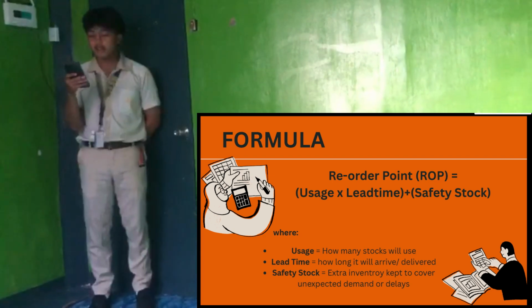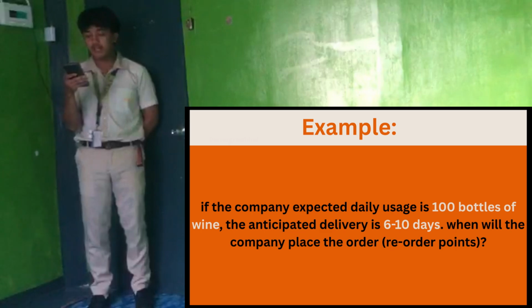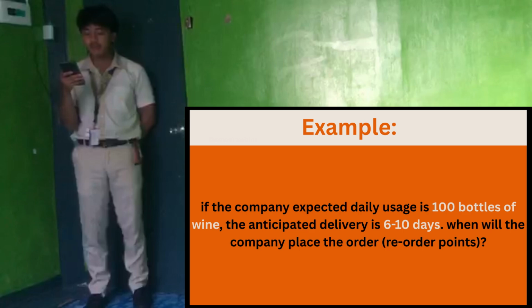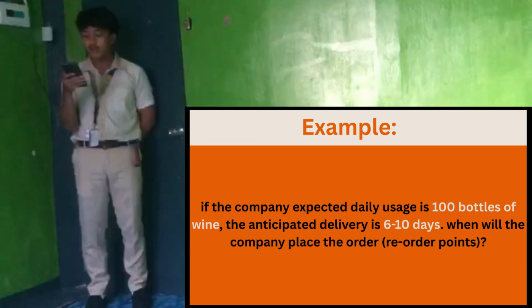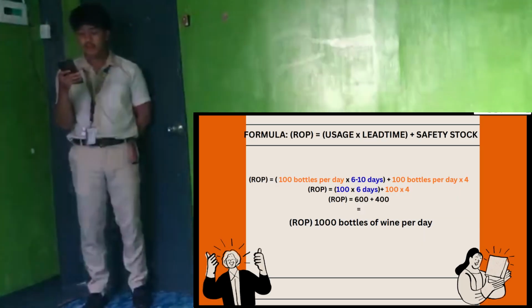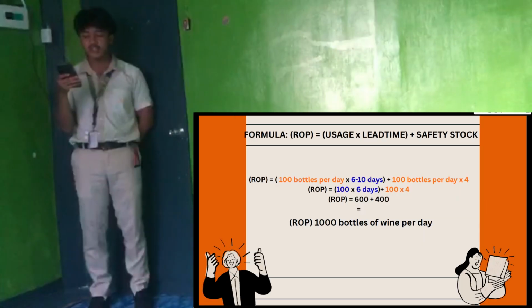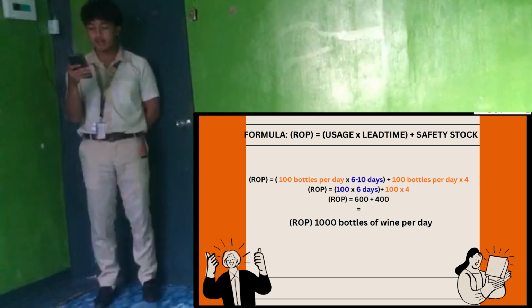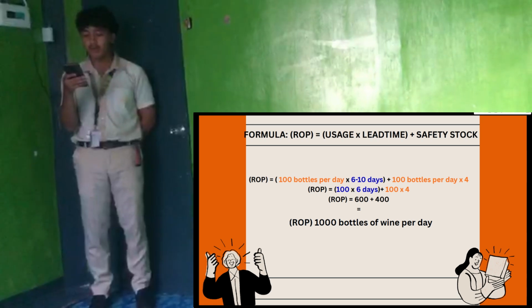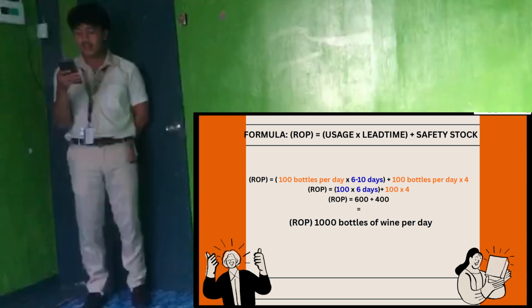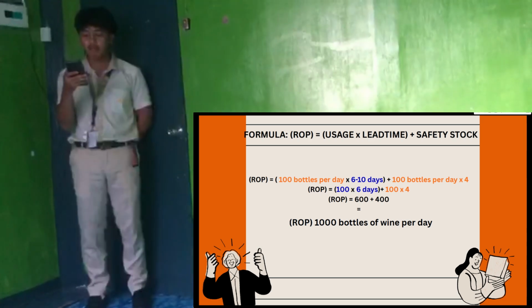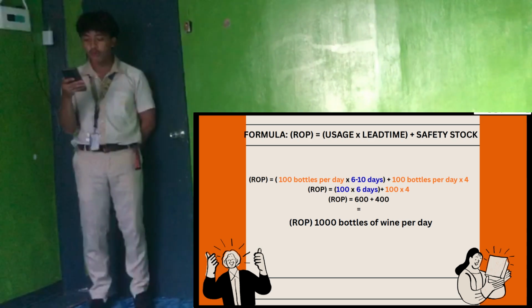So let's say for example the company's expected daily usage is 100 bottles of wine, and the anticipated delivery is 6 to 10 days. When will the company place the reorder? So first we're going to use the formula: usage times lead time plus safety stock. So our ROP is 100 bottles per day times lead time of 6 days, plus safety stock, which is 100 bottles per day times 4.